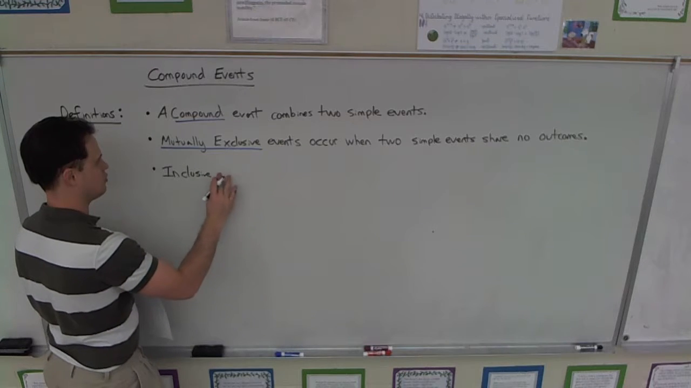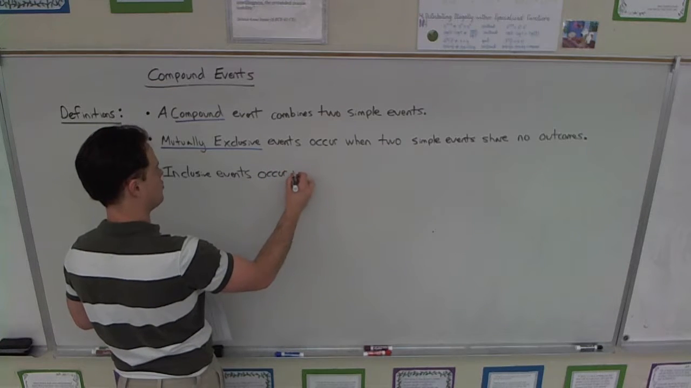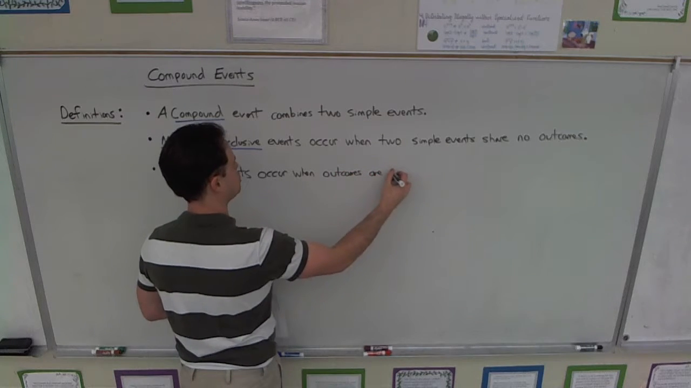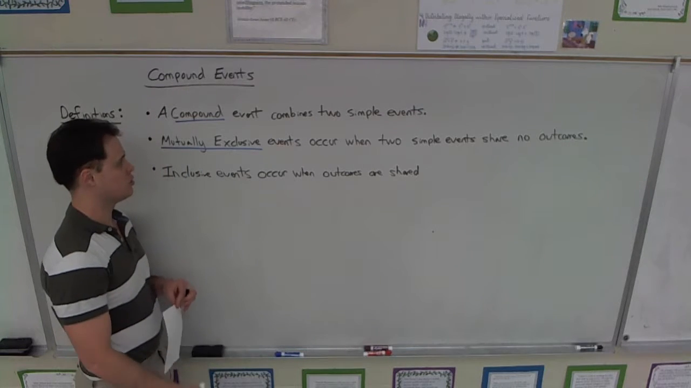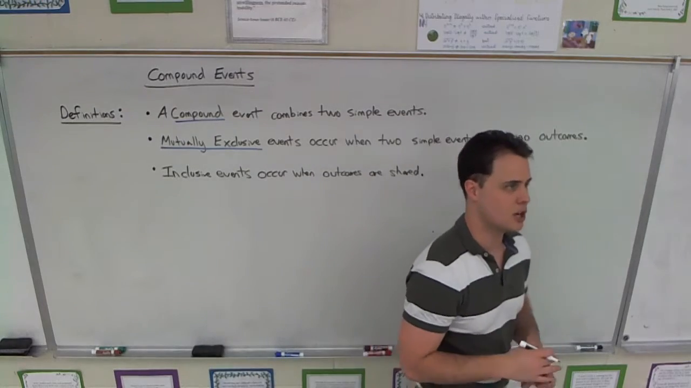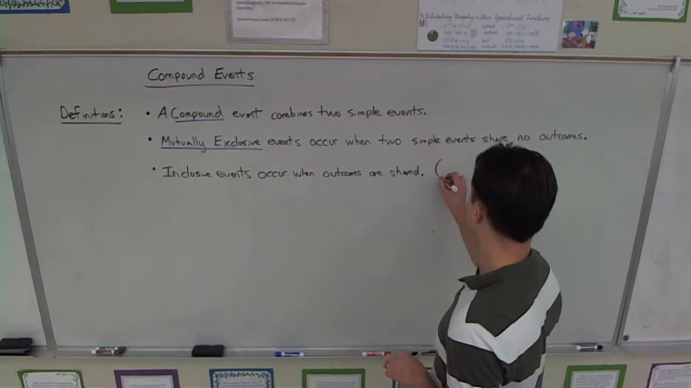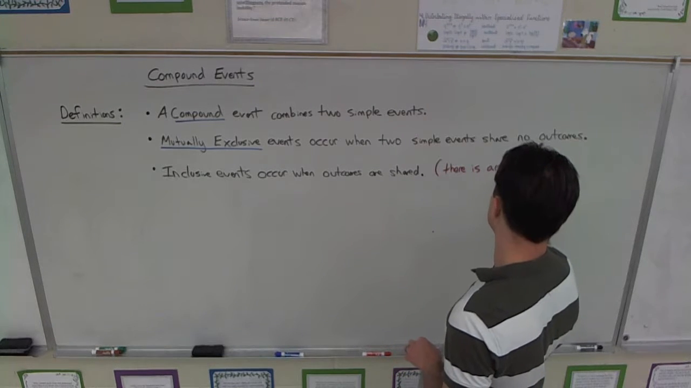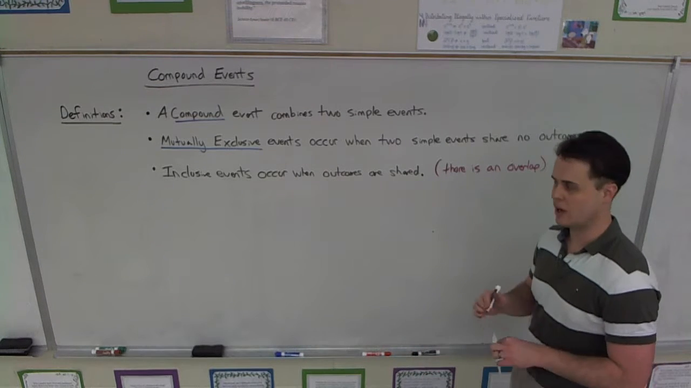So inclusive events occur when outcomes are shared. It's just the antipolar to mutually exclusive events. Another way to describe that would be that they have outcomes in common, or the best way that I like to describe this has to do with the picture we'll investigate in a second, and that is there exists some overlap in terms of the sample space. There's a part that's overlapping one another.